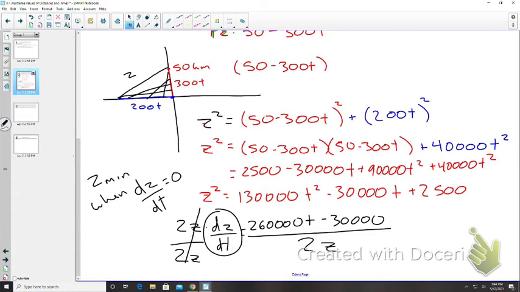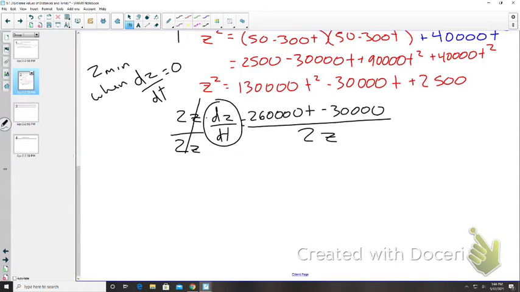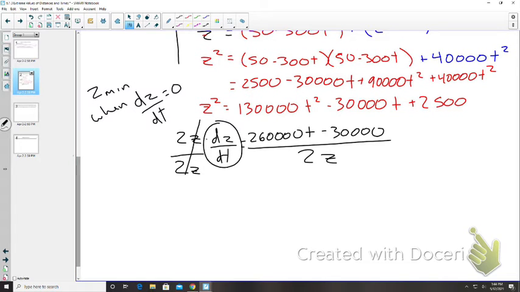That will cancel. Okay, now I have dz/dt, or z prime, is equal to 130,000 t minus 15,000 over z.